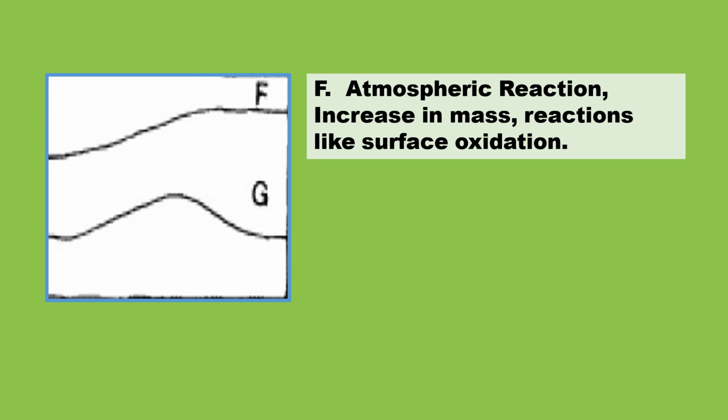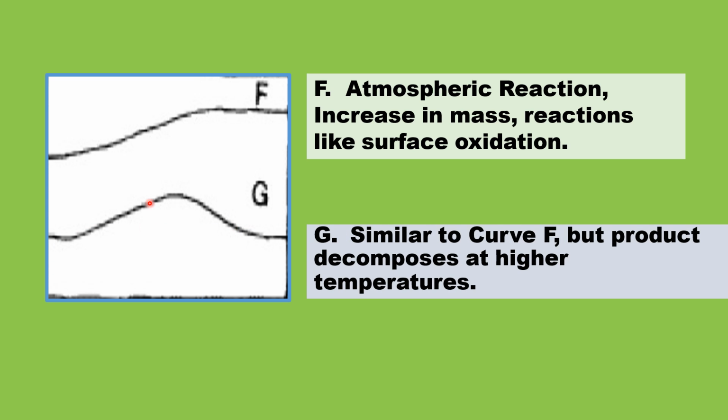Okay. In this case, see, up to this stage it is like F, and then an oxide is formed. For example, take iron oxide. Iron oxide is formed. On further heating, it decomposes to give iron, or, for example, mercuric oxide, which on further heating decomposes to give mercury. So this TGA curve is similar to F, but the product decomposes at this stage at higher temperatures.